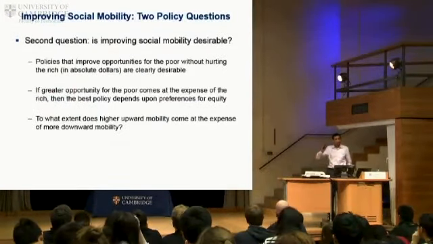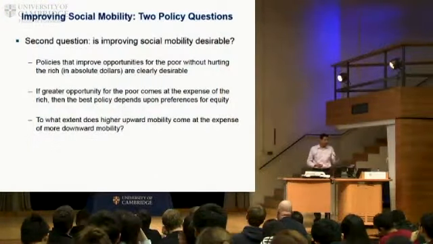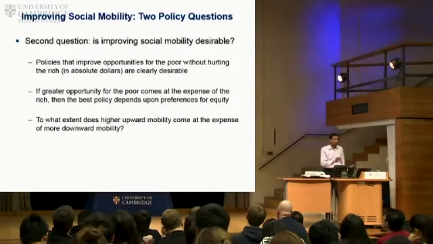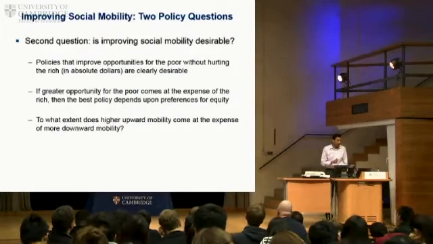So the first question is what we'd call positive analysis in public economics, just understanding the effects of different types of policies. The second question that I'm going to spend some time on in this lecture is a normative question about optimal policy. That is, is improving social mobility actually a desirable goal? Kind of taking as a premise that we want to increase social mobility, but is that actually something we should be trying to do?